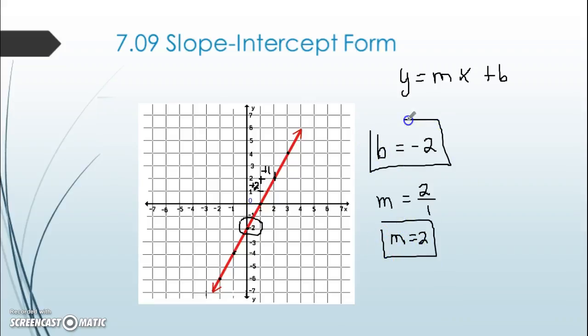So for my equation, I know my slope is 2, my y-intercept is a negative 2. So if I had to write it as an equation, I'm going to replace the m with my slope. So y equals 2x, and then plus a negative 2, which is really the same as a minus 2. So instead of writing it as plus a negative, you can just write it as y equals 2x minus 2.